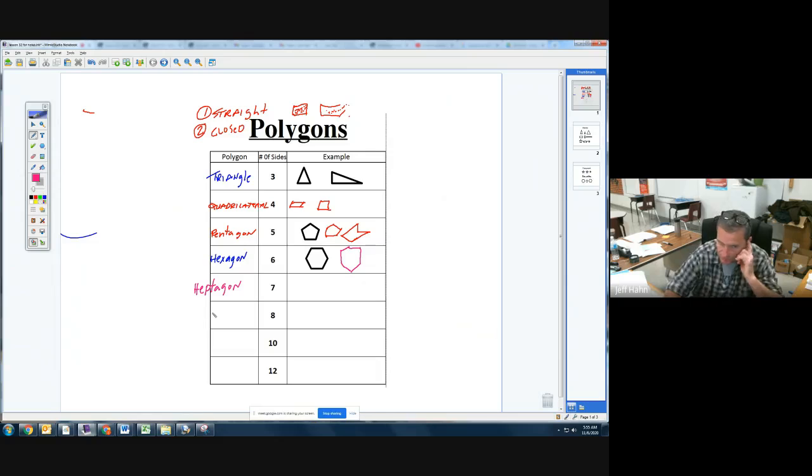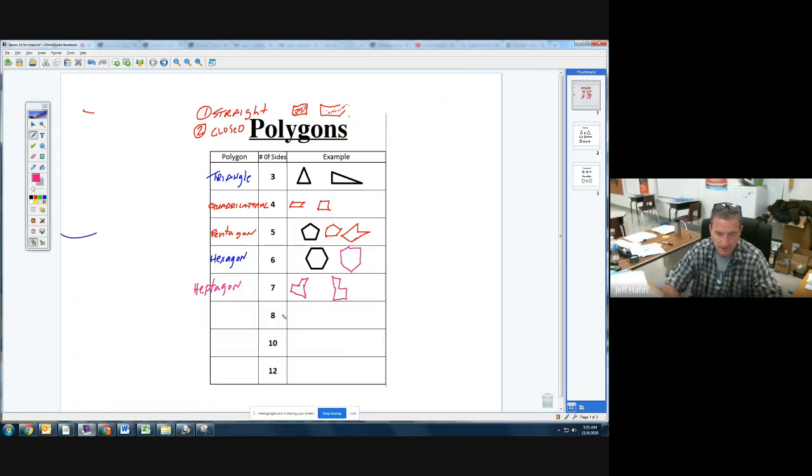H-E-P-T-A-G-O-N. Wrote it outside the box there a little bit. A heptagon, and it has 7 sides. 1, 2, 3, 4, 5, 6. I'm going to do 6 a little differently than that. 5 and 6 and 7. Anything with 7 sides. 1, 2, 3, 4, 5, 6, 7.